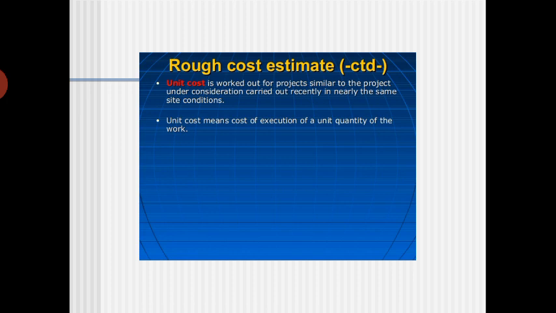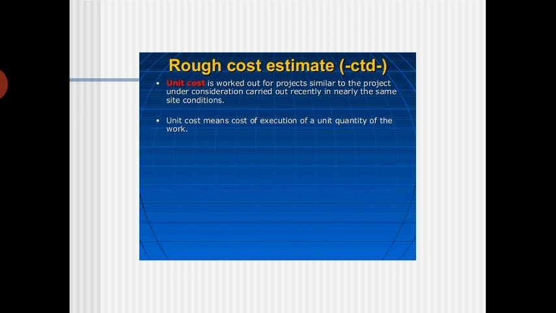The unit cost is worked out for a project similar to the project under consideration, carried out recently or at nearly the same site conditions. How are you going to do it? Normally, if you have previously done the same building, suppose you got a detailed estimate of around 50 lakhs, then roughly when you do the estimate for similar buildings, you should get a plus or minus 5% deviation. With that reference you have to take it and do it.